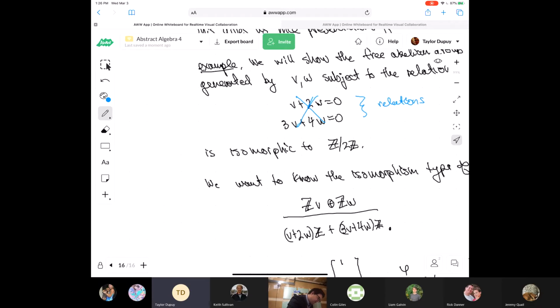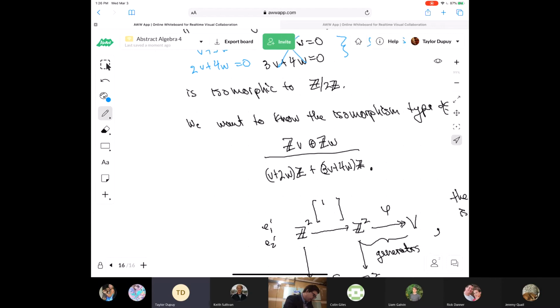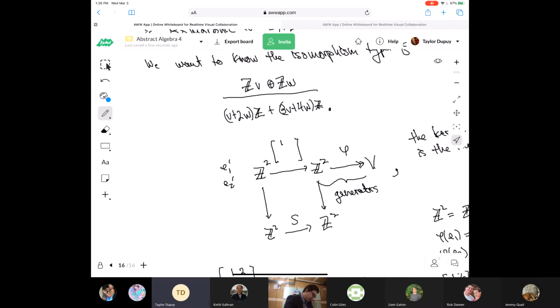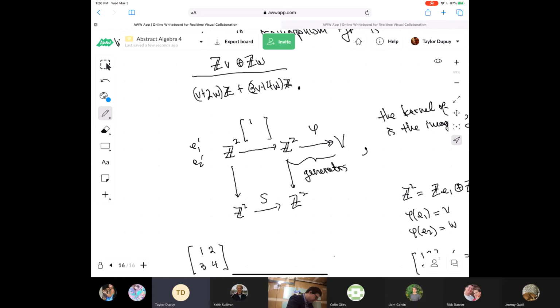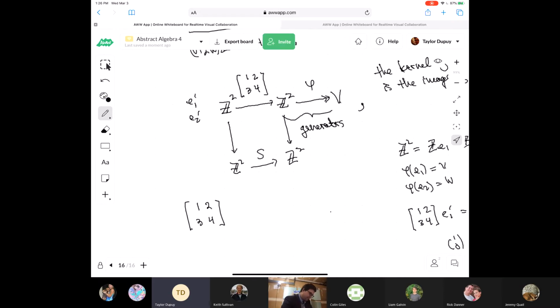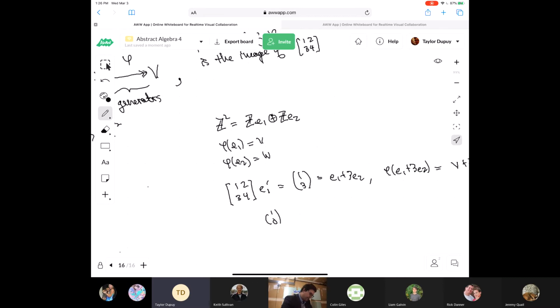So what I'm going to do is a different system of relations. V plus 3W is equal to 0. And then 2V plus 4W is equal to 0. Okay, so now this thing is the matrix that I wanted before, 1, 2, 3, 4. Agreed?